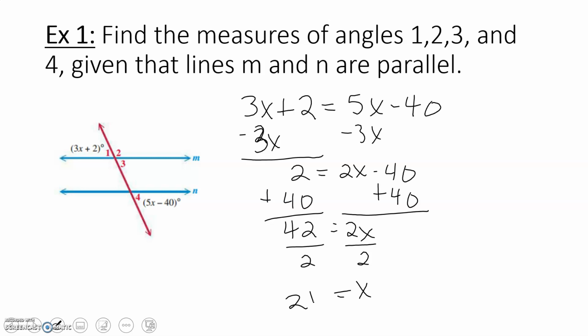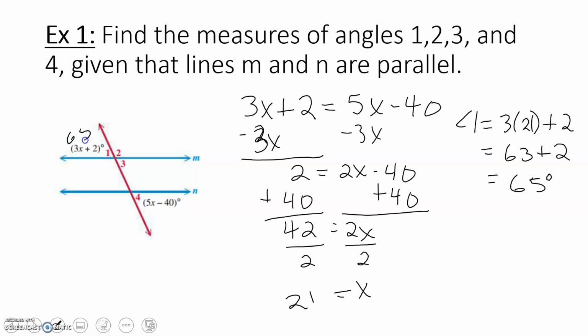Well, if x is equal to 21, then we have to find the measure of angle 1 by replacing x with 21. So that'll be 3 times 21 plus 2. 3 times 21 is 63. Plus 2 is 65 degrees. So we know that angle 1 is 65 degrees. We also know that angle 3 is vertical to angle 1, and vertical angles are equal. So that would also be 65 degrees. We also know that angle 1 and angle 4 are equal, so that would also be 65 degrees. So angle 1, angle 3, and angle 4 are all equal, and they all equal 65 degrees.